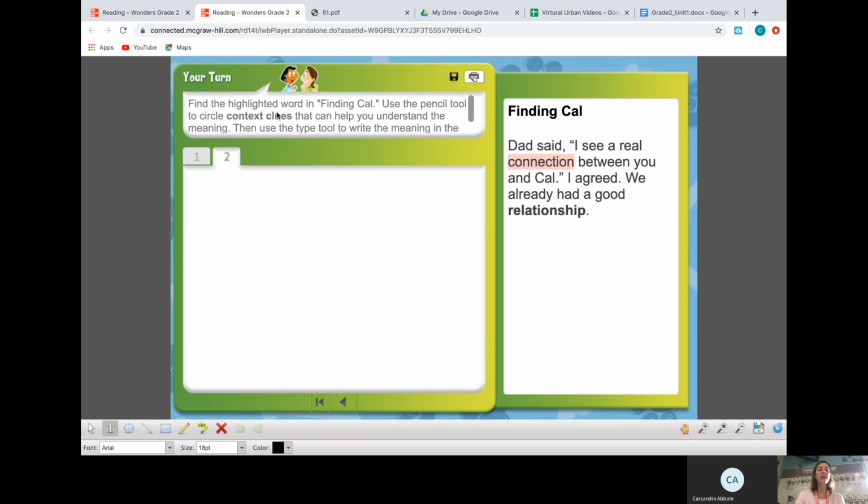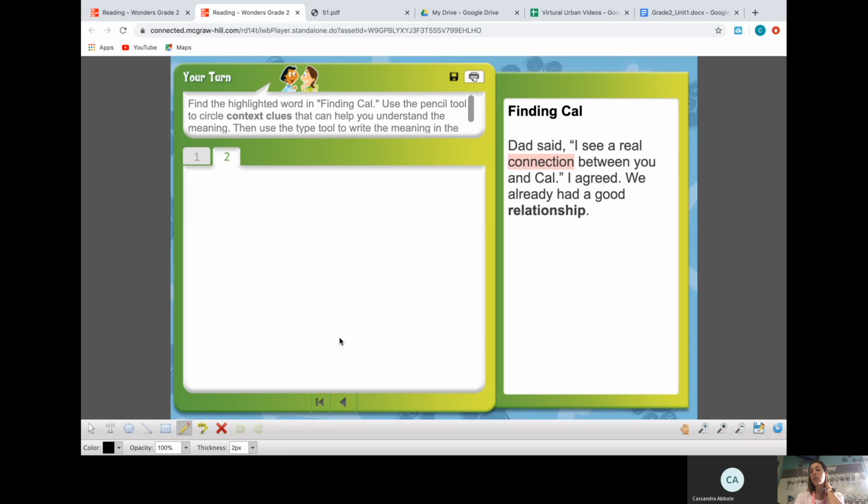Again, the directions say find the highlighted word in Finding Cal. So it's connection. Use the pencil tool to circle context clues that help you understand the meaning. Then use the type tool to write the meaning in the space below. So same thing, okay? Dad said, I see a real connection between you and Cal. I agreed. We already had a good relationship.